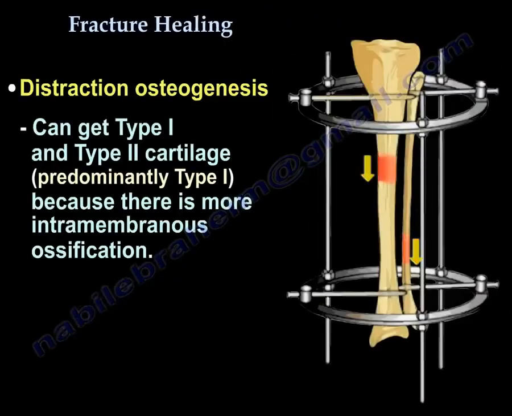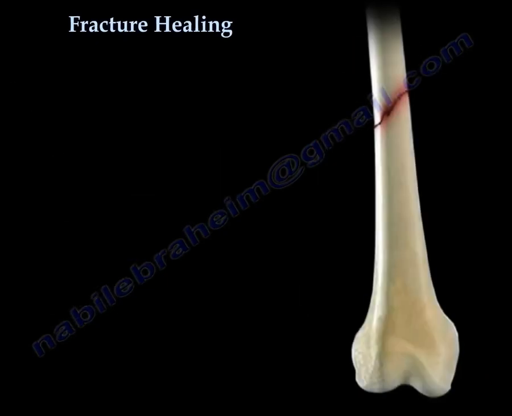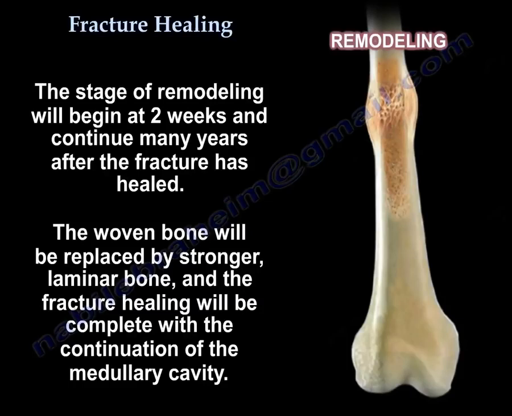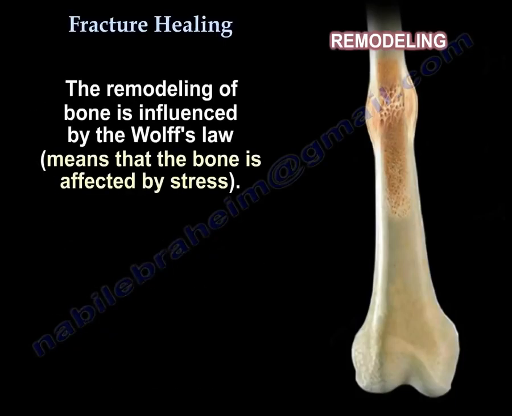In distraction osteogenesis, you can get type 1 and type 2 collagen, predominantly type 1 because there is more intramembranous ossification. The stage of remodeling will begin at 2 weeks and continue for many years after the fracture has healed. The woven bone will be replaced by stronger lamellar bone, and the fracture healing will be complete with the continuation of the medullary canal or medullary cavity. The remodeling of bone is influenced by Wolff's law, which means the bone is affected by stress.